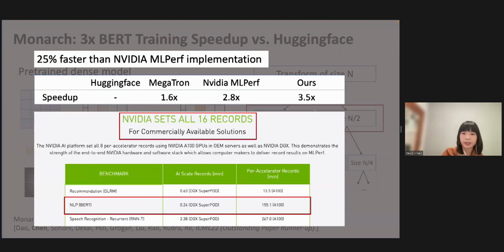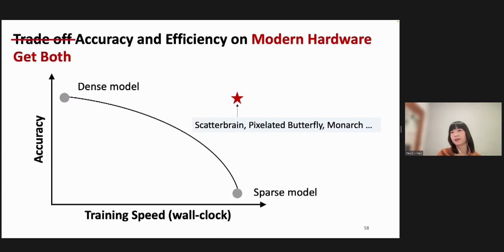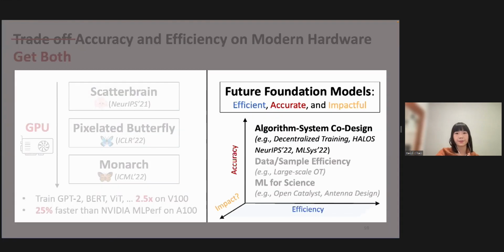And our implementation is 25% faster than the NVIDIA super optimized implementation on MLPerf. And so now I'll show you how we exploit model sparsity with algorithm design, adapting to the hardware, getting the best of both worlds from Scatterbrain to Pixelated Butterfly and to Monarch. But I will talk about several future directions and ongoing or preliminary work.